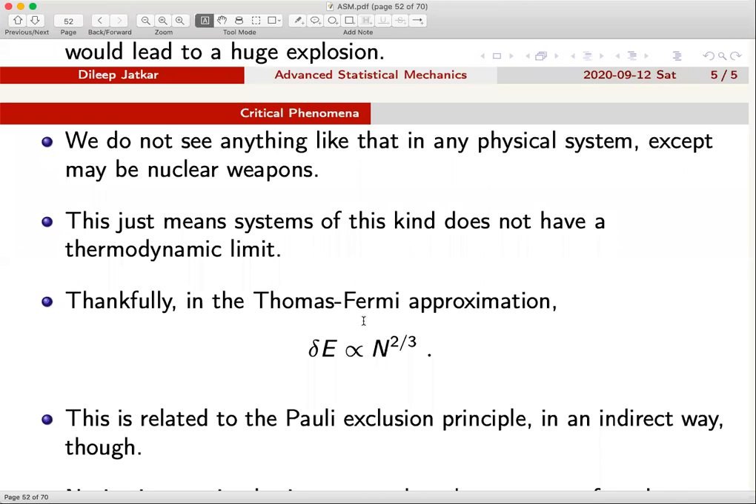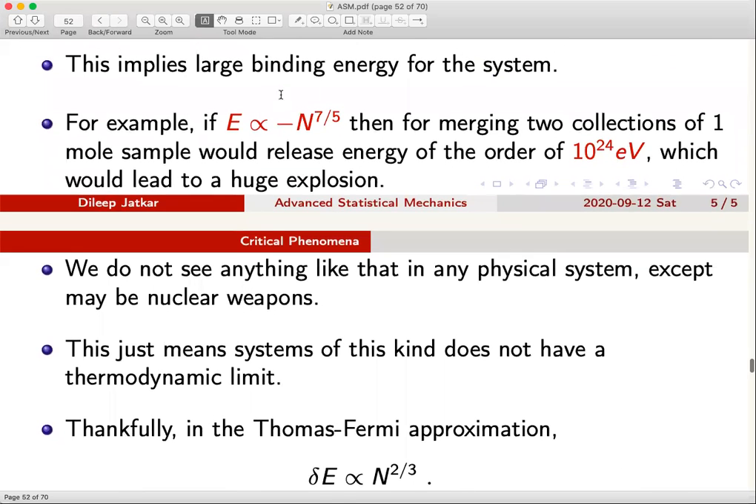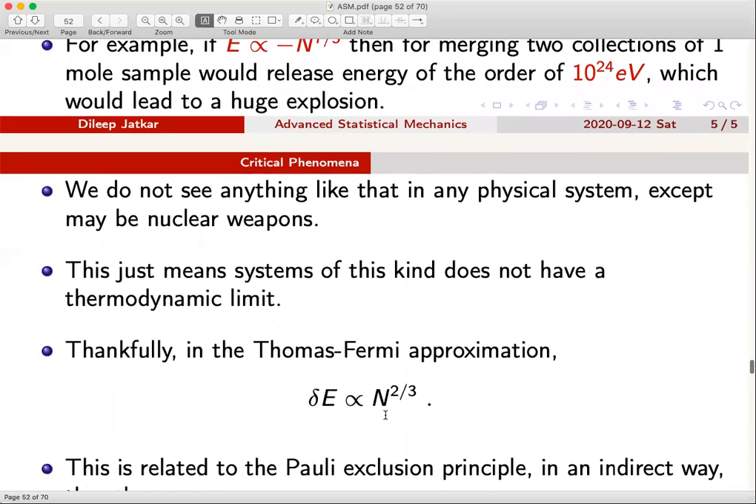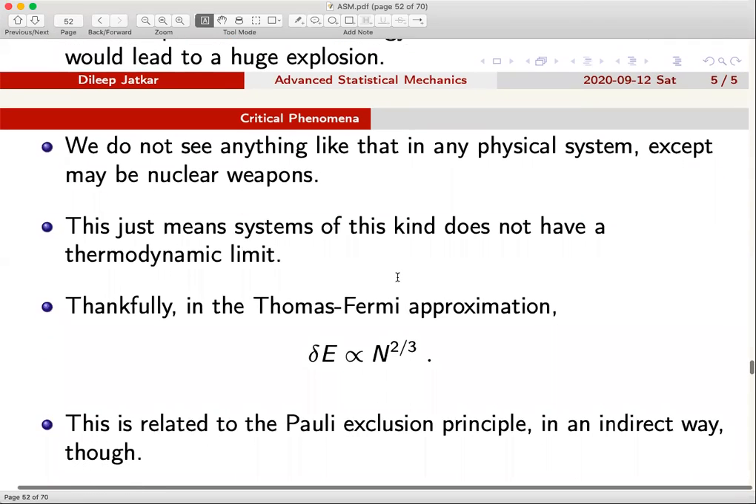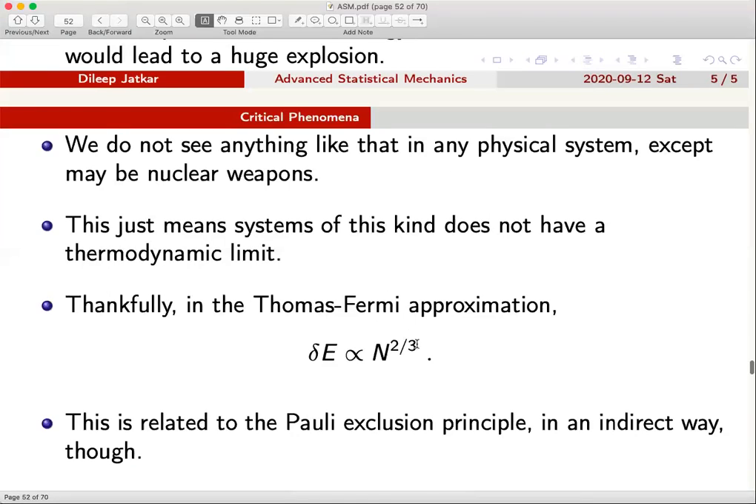But nevertheless, this is the kind of behavior it shows, which is certainly milder than this factor. Remember, if the power was larger than 1, then we would have had trouble. The power is actually smaller than 1. And therefore, delta E is not really growing as fast as these factors that we talked about in the last lecture. Part of this sub-integer behavior of delta E is related to the Pauli exclusion principle, although this relation is not so direct. Okay.